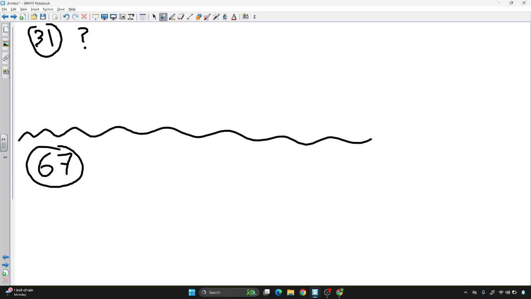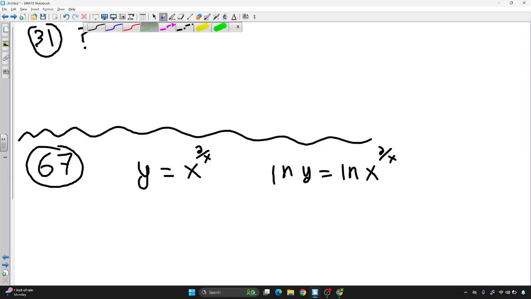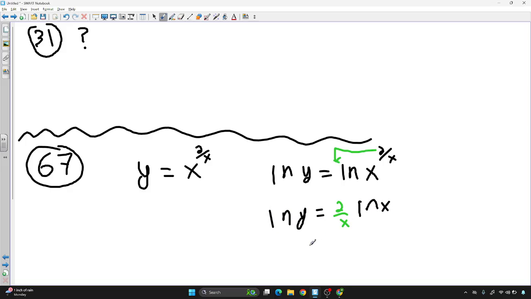67 is y equals x to the 2 over x. What did we say about variable to a variable? You can't do it unless you do logarithmic differentiation. So we're going to ln both sides. I just took the ln of both sides. We're going to use the logarithm properties, not the power rule, to bring the 2 over x down. And then we're going to take the derivative of both sides.